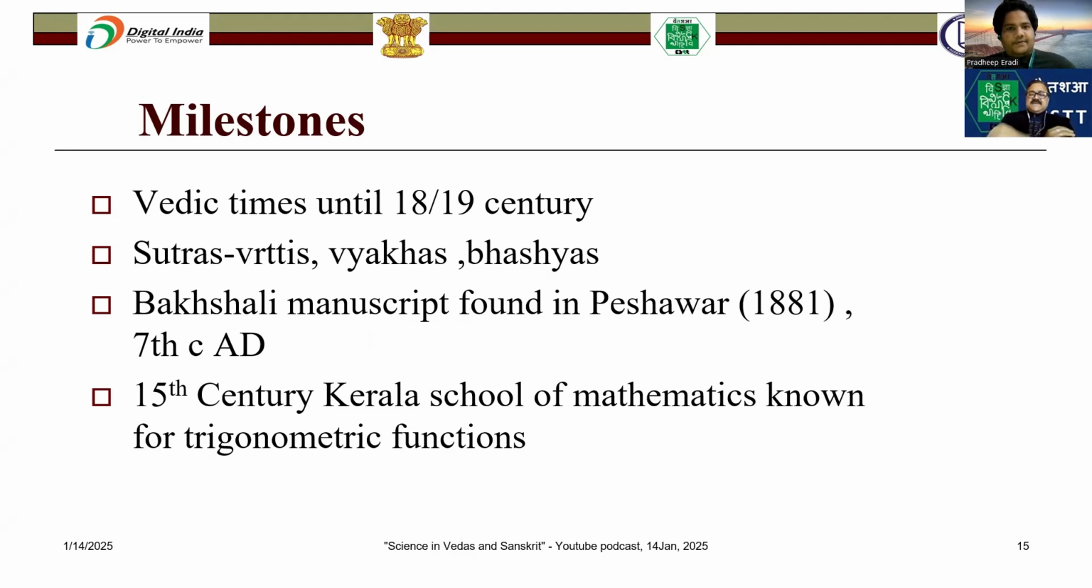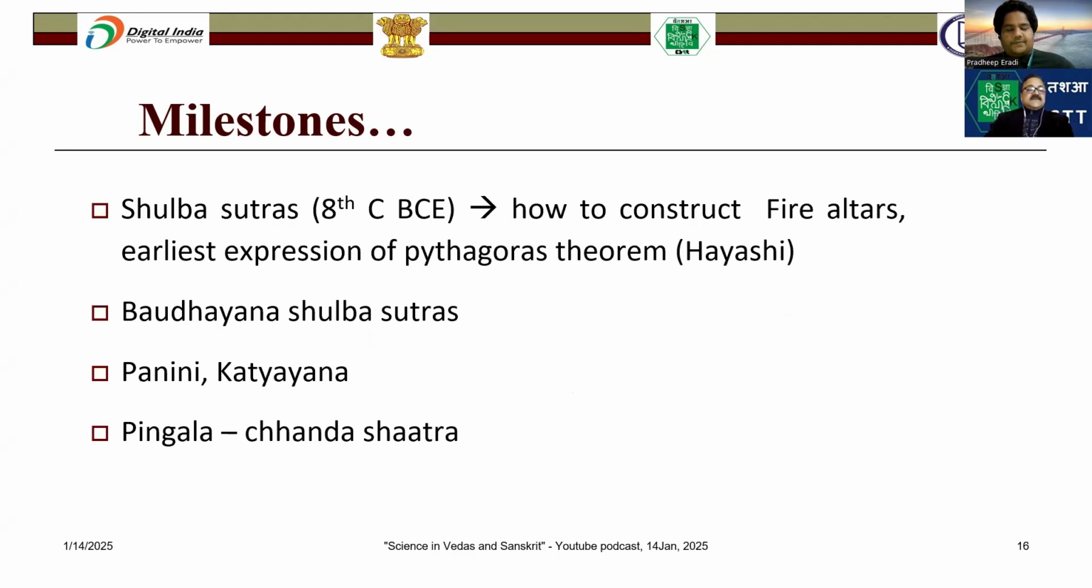The earliest manuscript is said to be the Bakhshali manuscript found in Peshawar. It is approximately of the 7th century AD, because we started writing around the 5th century BCE. People started writing the manuscripts. Before that, we did not write, because it was mostly an oral tradition. It was still an oral tradition in India, but people started composing texts in script around the 5th, 6th century BCE. Another important milestone for maths was the 15th century Kerala school of mathematics, which is known for trigonometric functions. And it was Madhava who actually started that school.